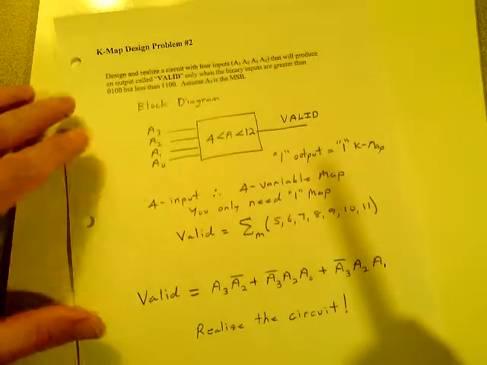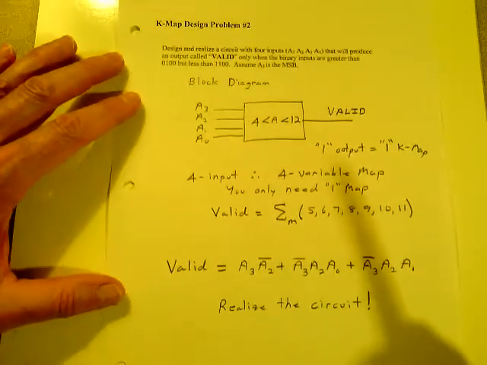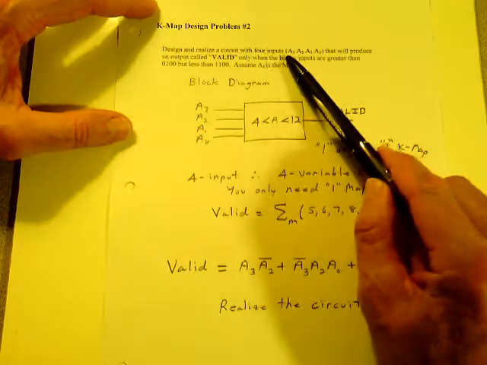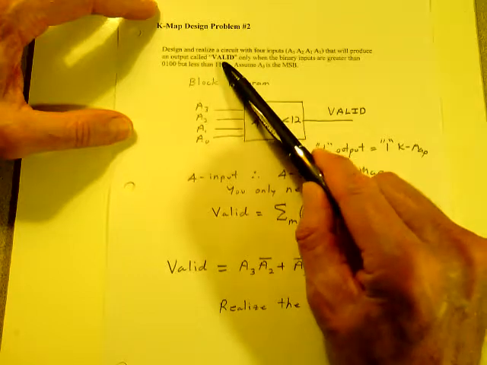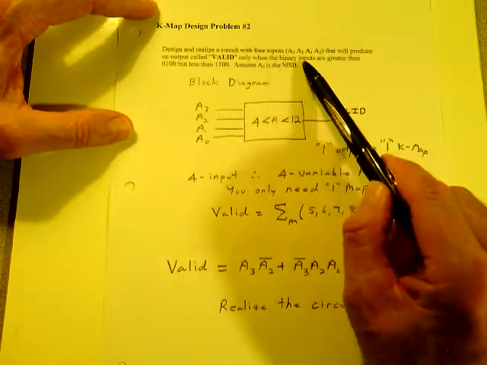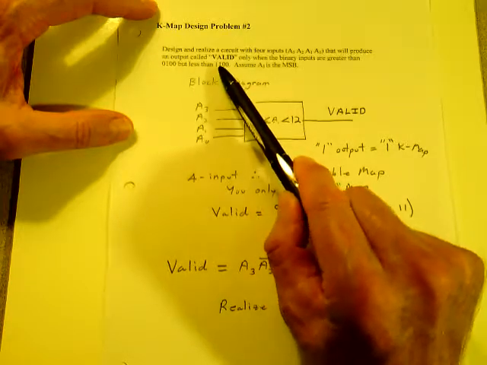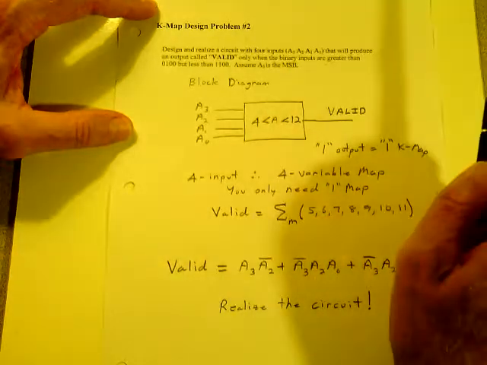On page 111, K-map design problem number 2. The customer hires you to design and realize a circuit with 4 inputs, A3, A2, A1, and A0, that will produce an output called valid only when the binary inputs are greater than 4 but less than 12. Assume that A3 is the most significant bit.